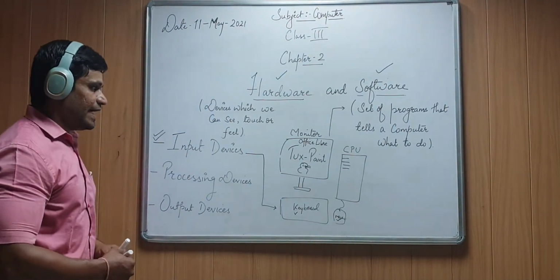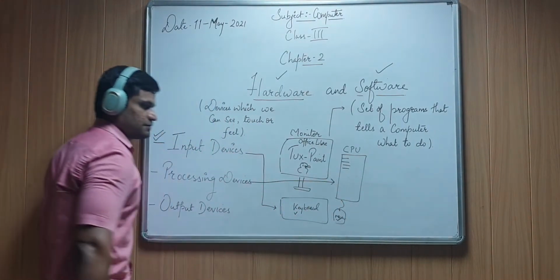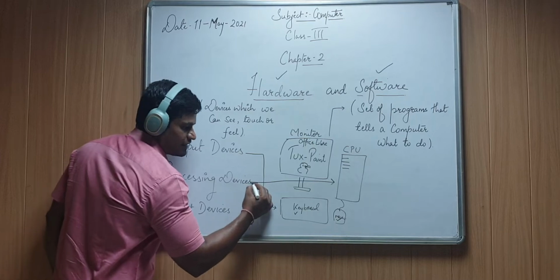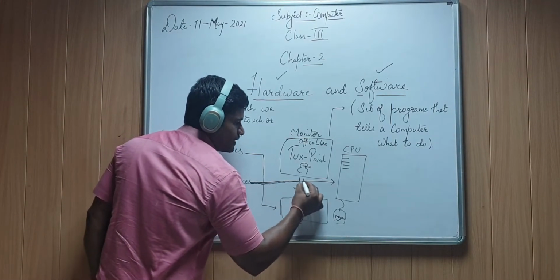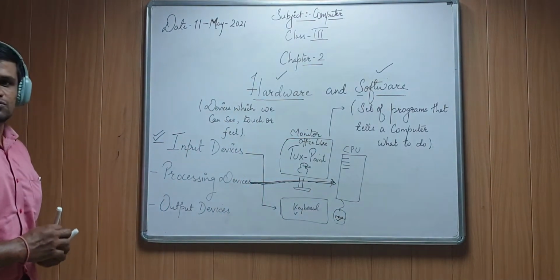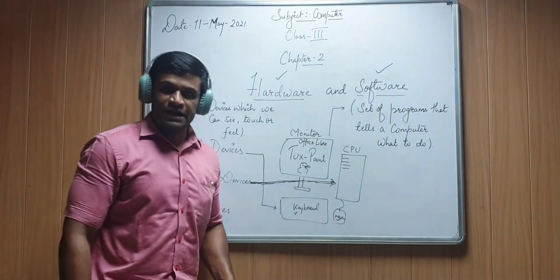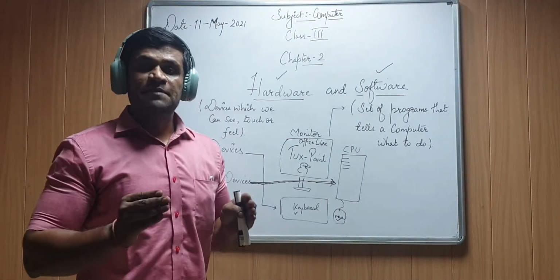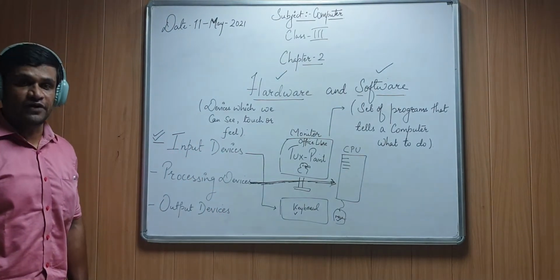Okay, then we have processing devices. Who does the processing? Calculation processing कौन करता है in computer? Who is known as the brain of the computer? It is your CPU, Central Processing Unit. So Central Processing Unit, CPU, is known as your processing device hardware.